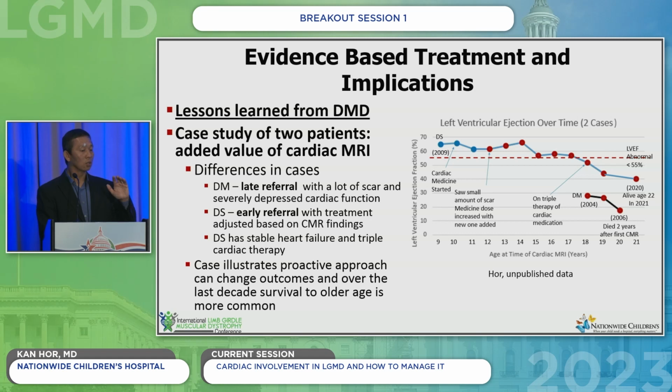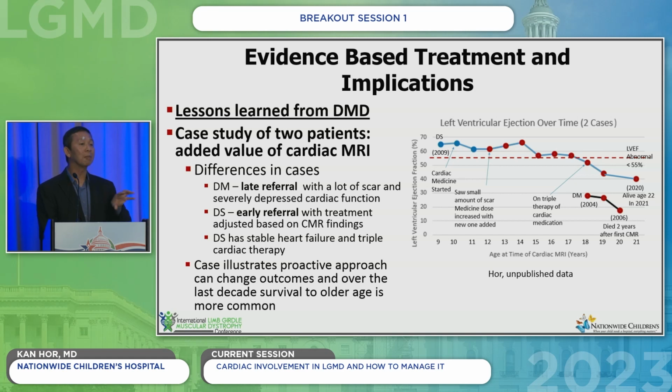A couple of pieces here. The y-axis is function by ejection fraction. The x-axis is the age of the patient. The blue dot is when you don't have scar. The red dot is when you develop scar. And the red line is evidence of the first evidence of global dysfunction by ejection fraction.